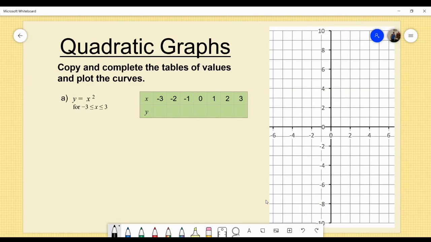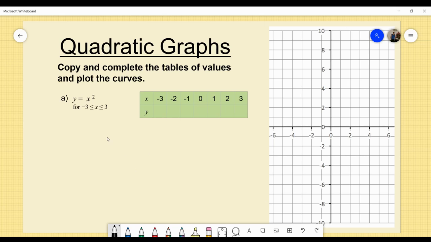Okay, so we're going to have a look at how we draw quadratic graphs. You're asked to copy out the table of values here, and you'll need the graph, preferably on graph paper, but if not squared paper, making sure that you've got equal spacing between each of the values. We're asked to draw the graph y equals x squared, for the values from -3 up to 3, and hence they're the values in the table.